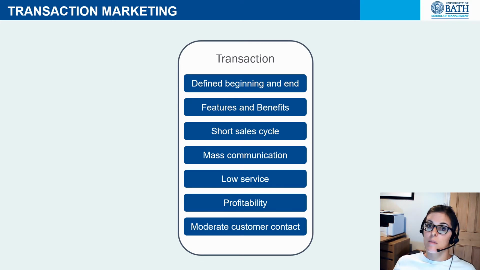There's moderate customer contact. And that's because there's only the need for that sales interaction. There's no need for that ongoing relationship. All right. So the value is very much exchanged in that, by receiving the product and handing over the money. The marketer gets the value from receiving the money. The buyer receives value from the product. It's value in exchange.